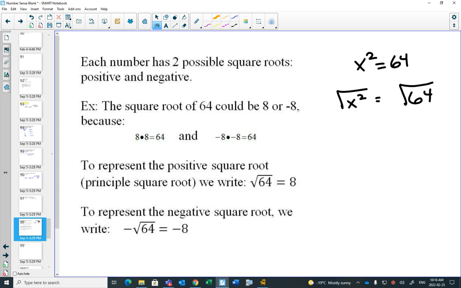And because it could be positive or negative, we write a positive or negative in front. Because if we just wrote square root of 64, that would just mean the positive 8. So then we write the positive and the negative out in front, and our final answer is positive or negative 8.